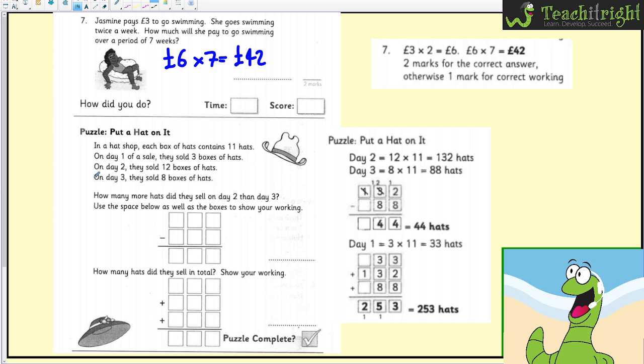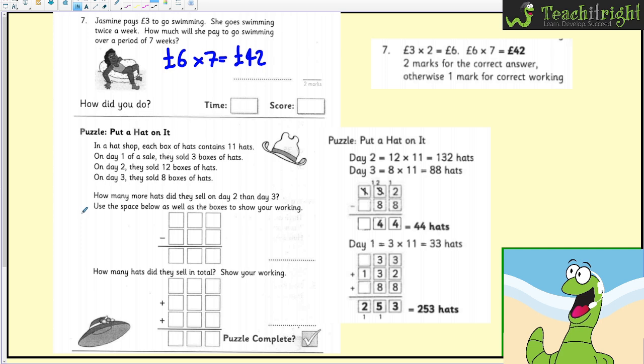Puzzle, put a hat in it. Oh, I like this one already. In a hat shop, each box of hats is 11. On day 1, they sold 3 boxes. On day 2, they sold 12 boxes. On day 3, they sold 8 boxes. So they're selling lots of them. How many more hats did they sell on day 2 than day 3? Use the space below as well as the boxes to show your working.